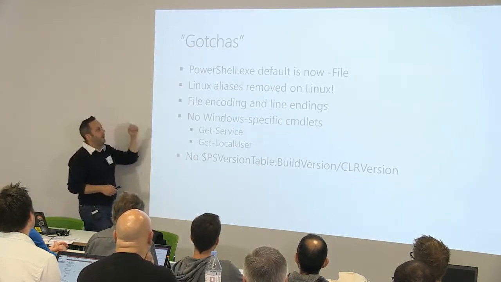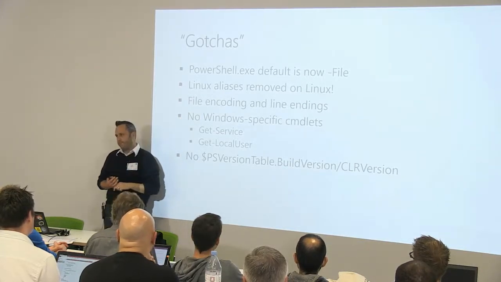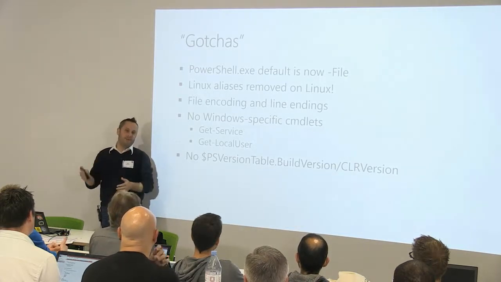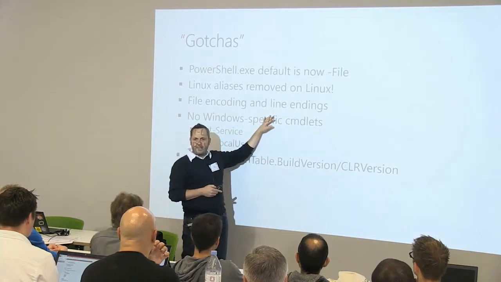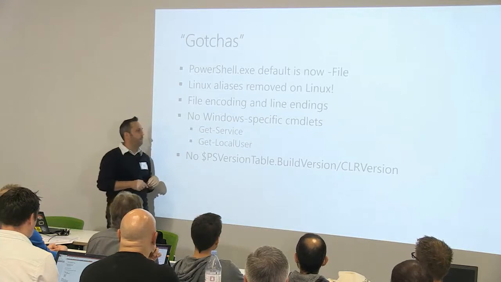You've got to remember about file encodings and line endings. The line endings are different on Linux, so all new lines, not carriage returns and new lines. If you work in Git quite a lot, you'd have seen this. This is an historical problem that's been going on for ages.